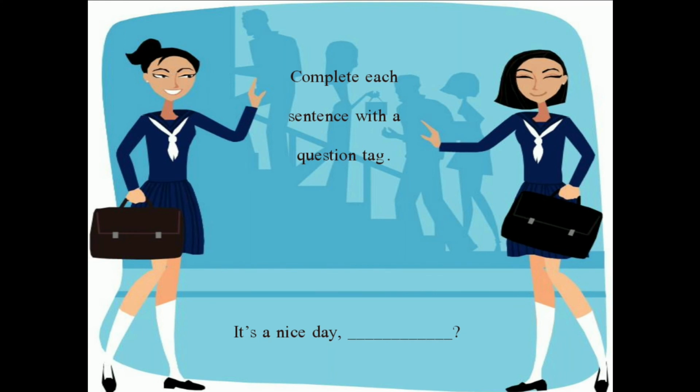Another exercise. Complete each sentence with a question tag. It is a nice day. The main sentence, it is a nice day. The auxiliary verb here is, put it in negative, isn't, plus personal pronoun it. Isn't it? Yeah, great.